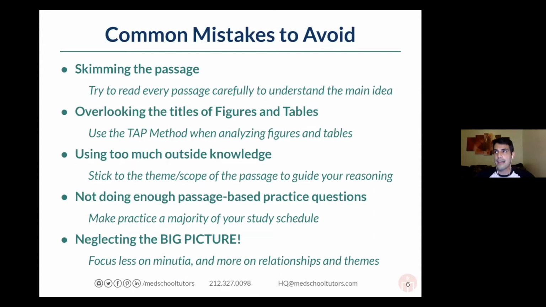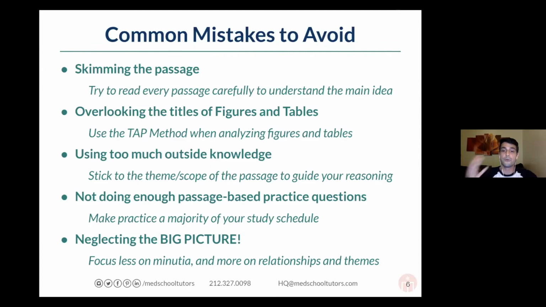Don't ever think that you're expected to know something really specific that you learned in one of your high level advanced coursework. That's almost never going to be, even if it is right in that scenario, the path that the AMC expected you to take to get to that answer. The path is almost always through the passage, and there's an easier way there. So try not to use too much outside knowledge.